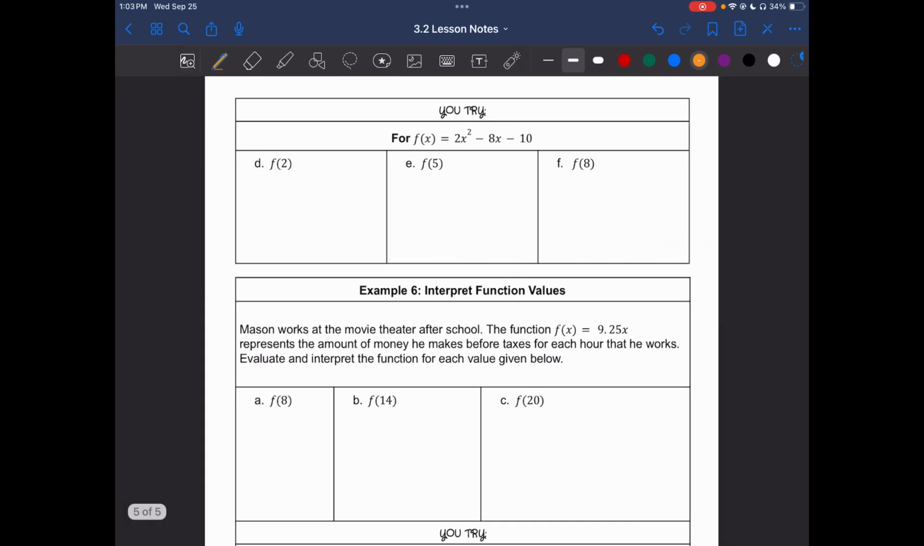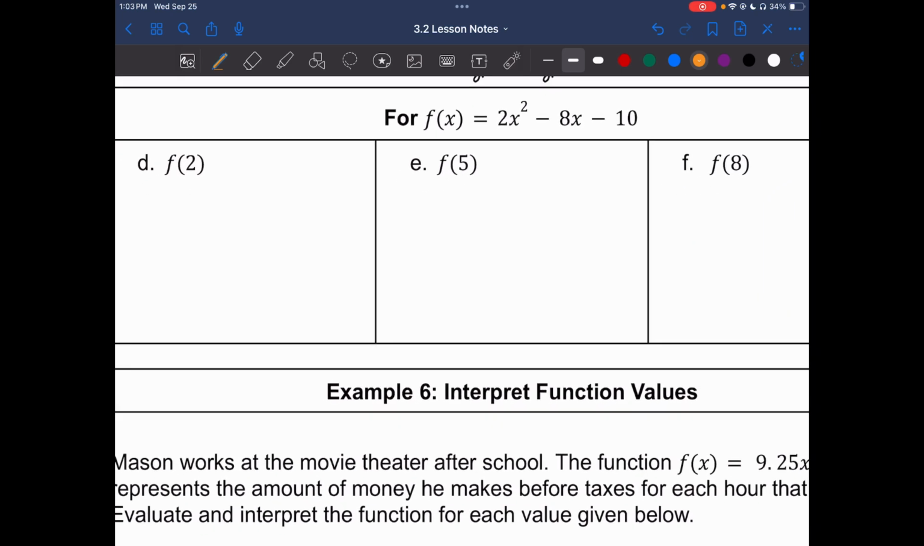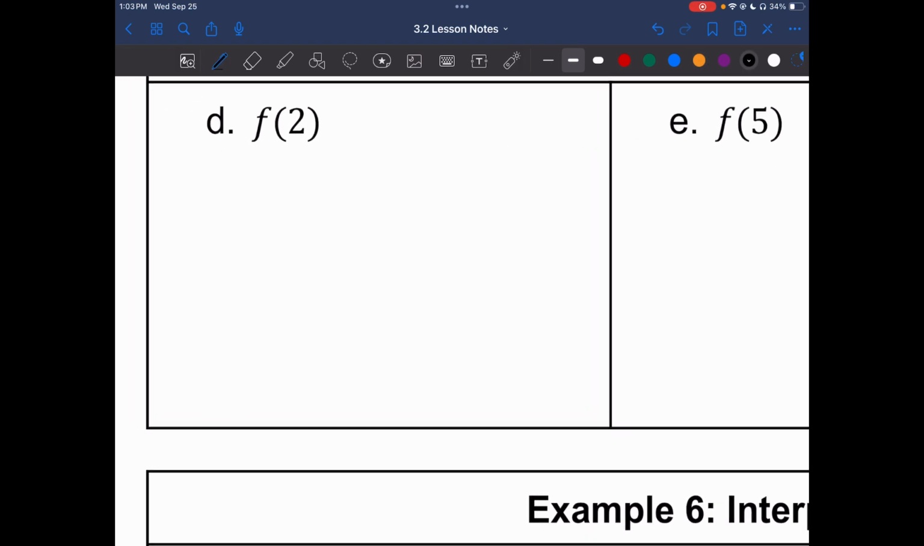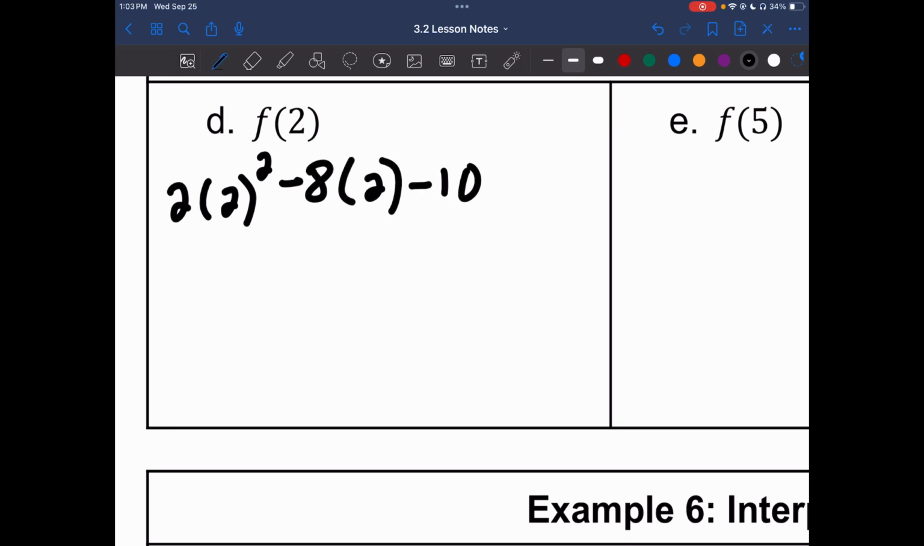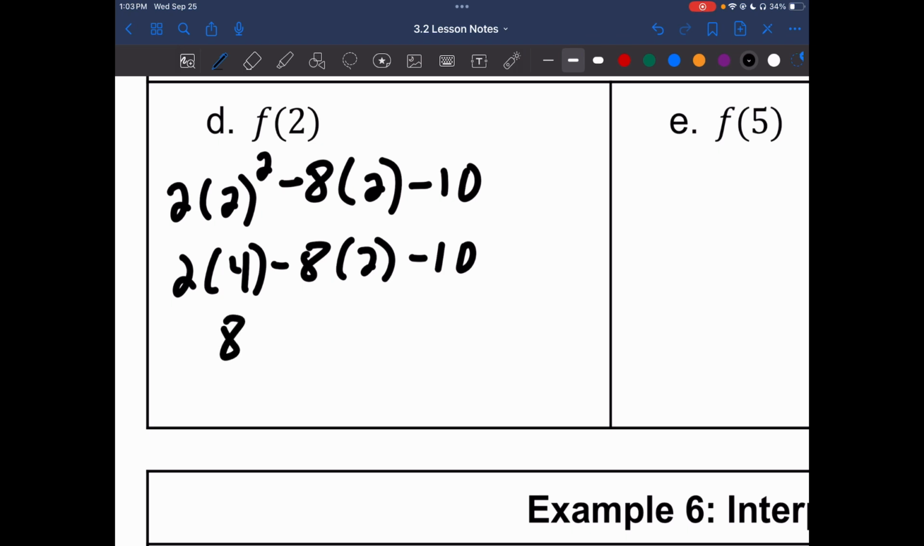Now, at the top of the next page are 3 you-try problems. I want you to do those on your own now and check your work against mine. So we have function of 2. We're going to do 2 times the quantity, 2 squared, minus 8 times 2 minus 10. 2 squared is 4, minus 8 times 2 minus 10. So now I have 8 minus 16 minus 10. When I do that subtraction, I get negative 18.